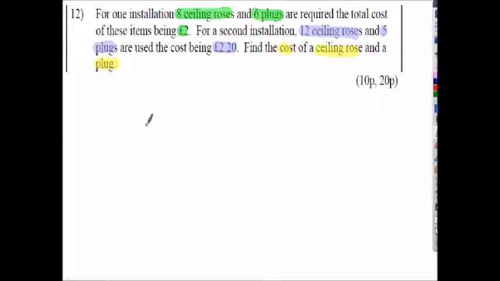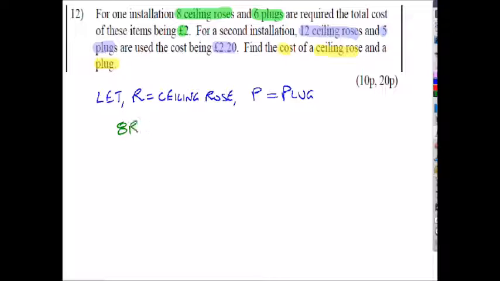So now stating some nomenclature, we will let R be a ceiling rose and P be a plug. Reading the question, we've got 8 ceiling roses, so that's 8R plus 6 plugs, and that was a total cost of £2. For the next installation we have 12 ceiling roses plus 5 plugs, and that was a cost of £2.20. For reference I will call this equation 1 and this equation 2.